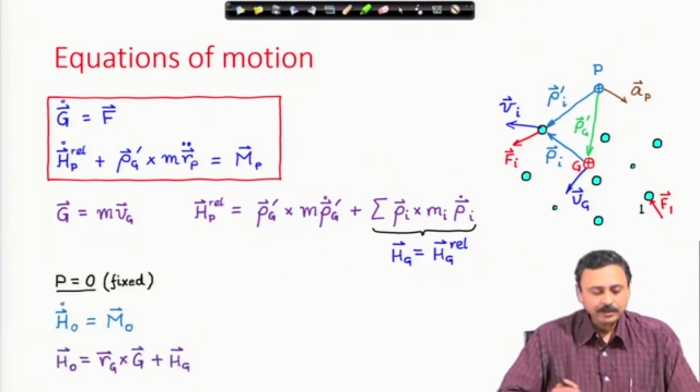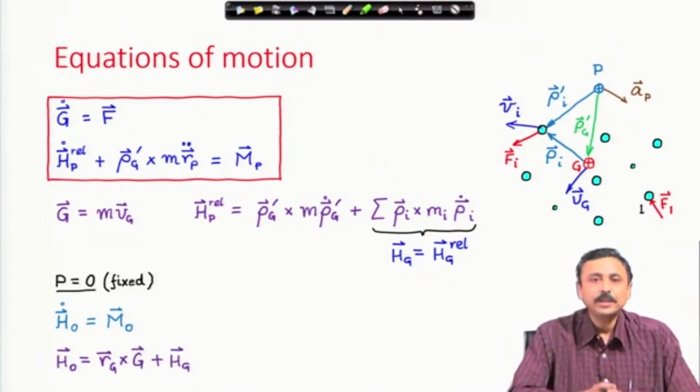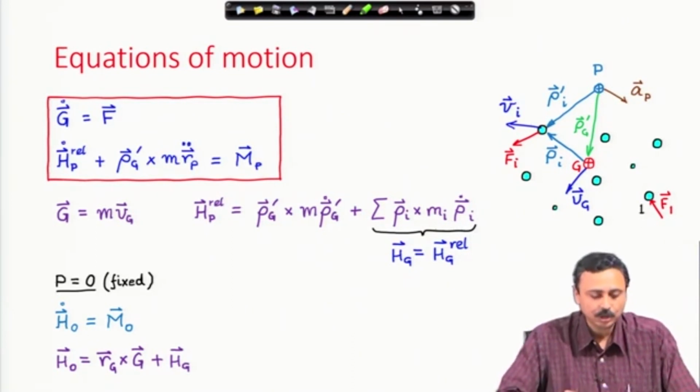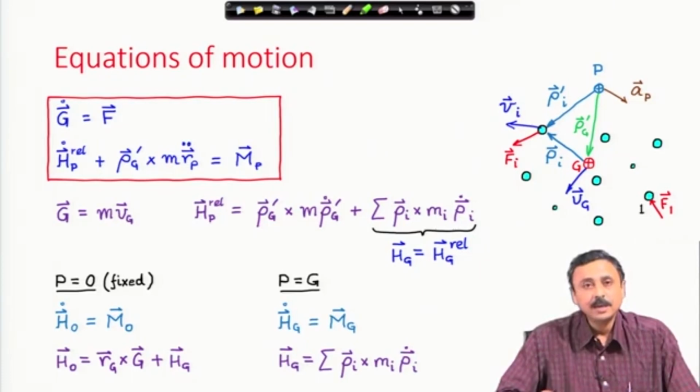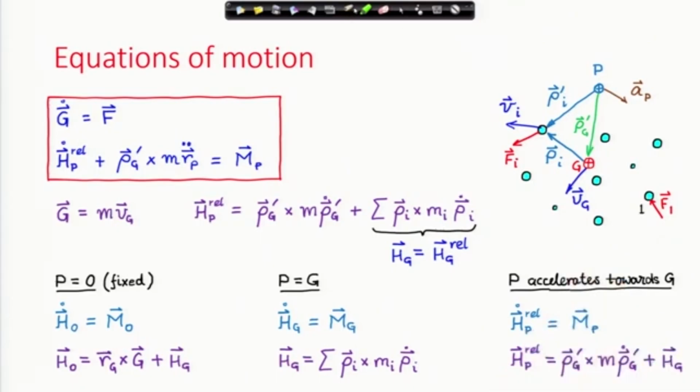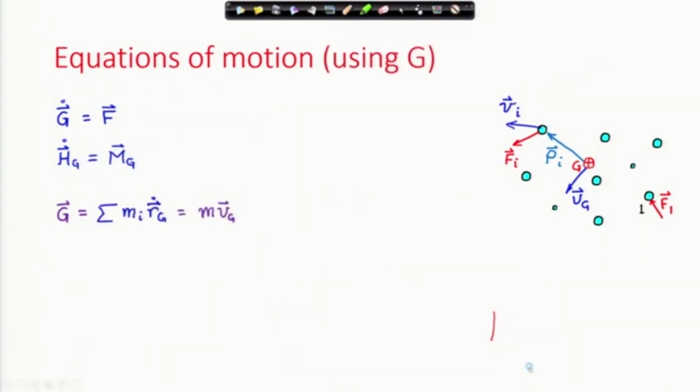Now, if p is a fixed point, we get back our familiar angular momentum equation, which is H O dot is net moment of all forces about O. If p is same as g, then we get the familiar angular momentum equation H g dot is M g, and if p accelerates towards or away from g, then we again get back a familiar form of angular momentum equation, H p rel dot is net moment about p, where the definition of H p rel is shown here.